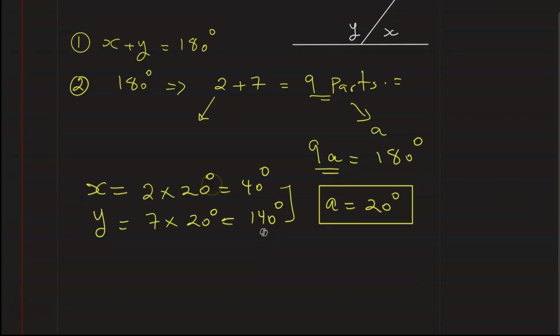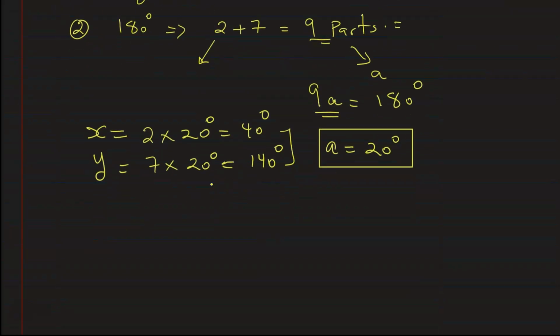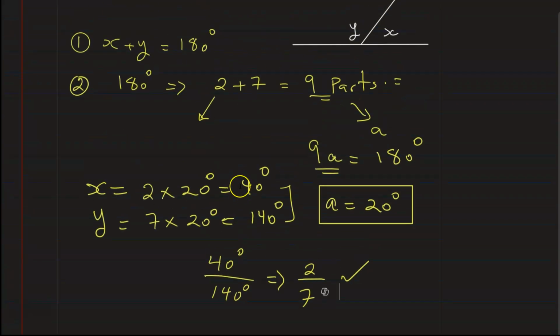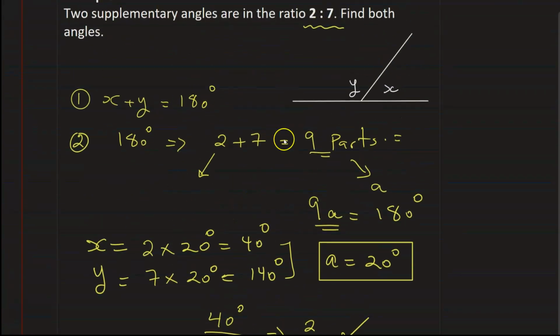Now, the other thing you can do is test this. Is 40 degrees divided by 140 degrees equal to 2 over 7 in terms of ratio? Sure, it is. Okay, that's how you do it. That's one of the ways to do it. This is the simplest way to do it. There's another way of doing it, which is a system of equations, setting up the equations. You can do that as well, but I think that this is more intuitive and more logical, easier. Okay, so that's what you would do.